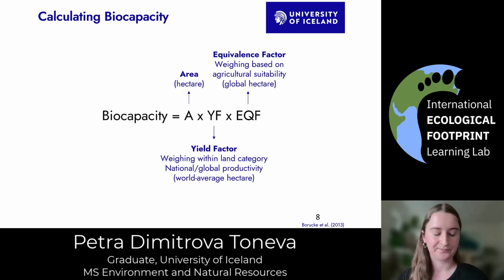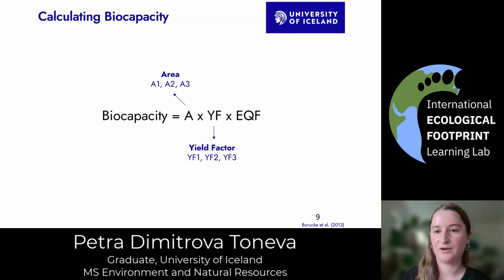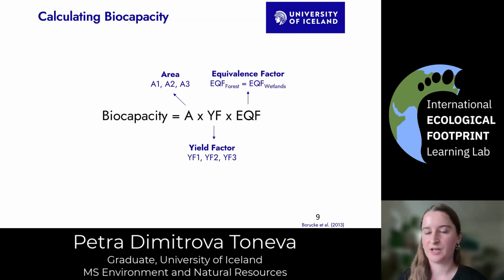the global hectare. And in my research, I selected 3 different area scenarios based on 3 different data sets to see how sensitive biocapacity is to different area estimates. And then I also had 3 different scenarios for yield factors, which I'll go into a bit later. And for equivalence factors, I set the equivalence factor of forests to be equal to that of wetlands, because equivalence factors are currently calculated based on agricultural suitability, and wetlands are not really agriculturally suitable land. So that is why I include this assumption.